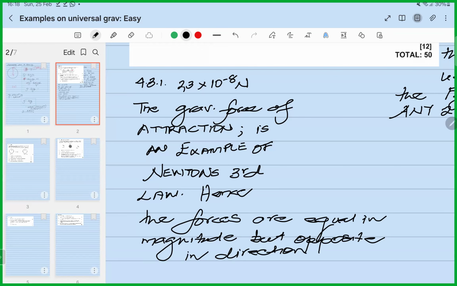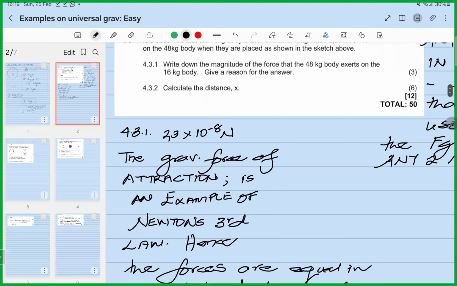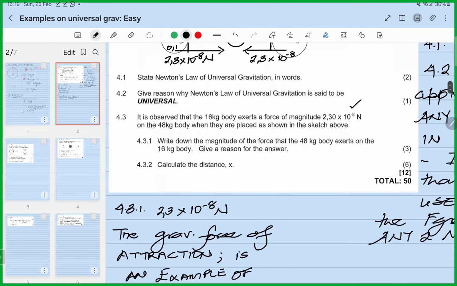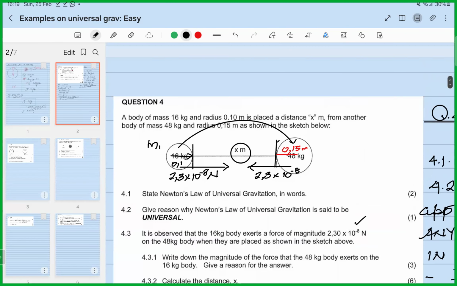You don't have to give such a long story, but you should, in essence, mention that it's Newton's third law and the forces are equal. Then calculate the distance x, and they gave us 6 marks for this. Now, anybody knows why they gave us the radius of the two masses before we start with the calculation? What's the reason for giving us the radius or radii of the masses?